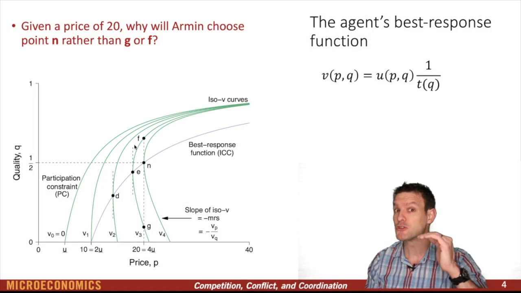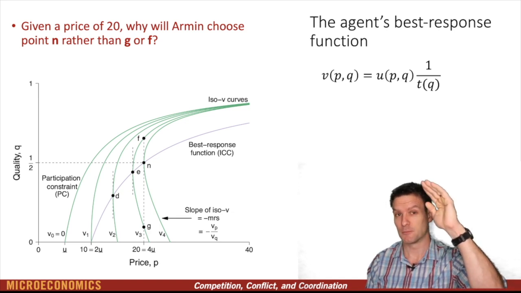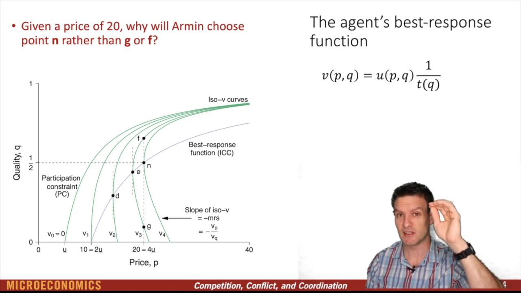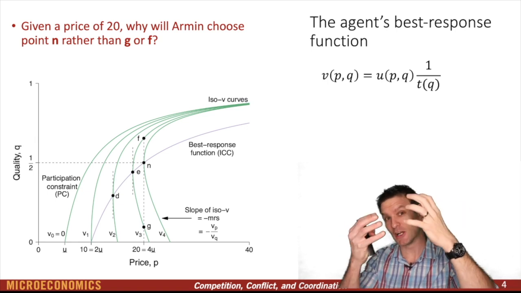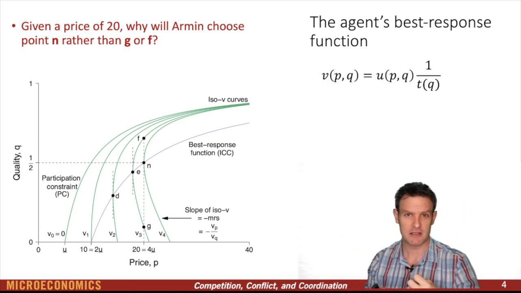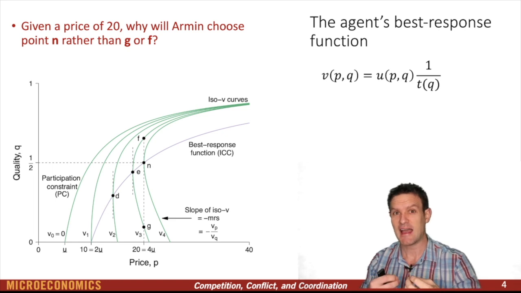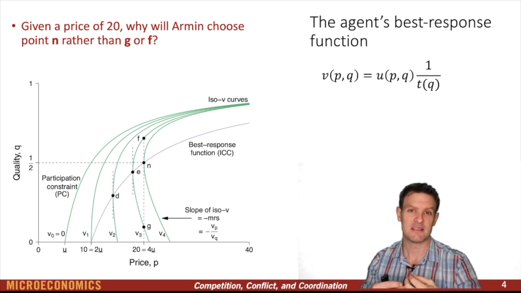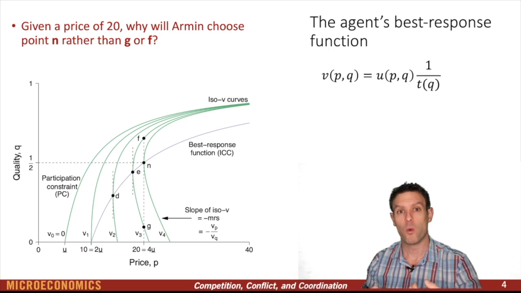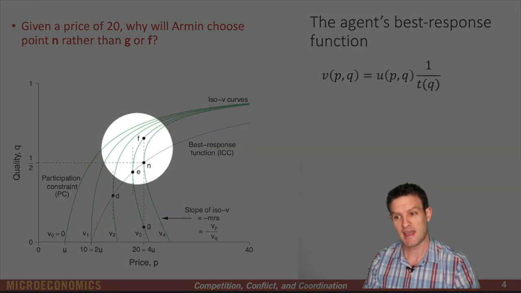But beyond point N, what is happening is that Armin is further up that line, hitting point F. He is now increasing his disutility from providing quality. And when that happens, he's basically taking away from the value that he receives from the contract. And so when he balances the disutility and the benefits of the increased length of the contract, what he does is he chooses point N.